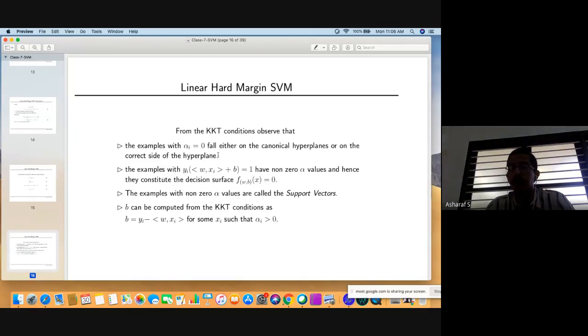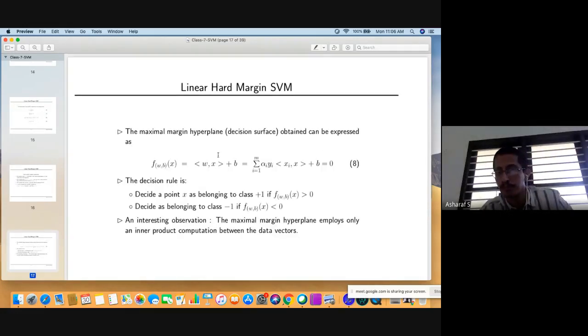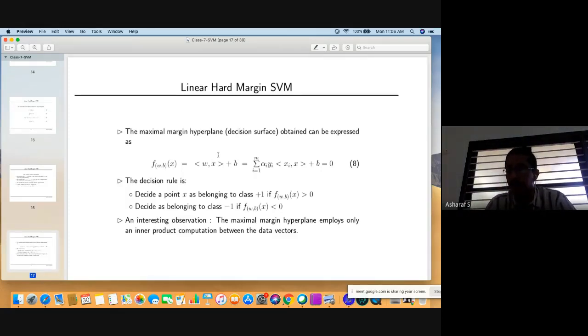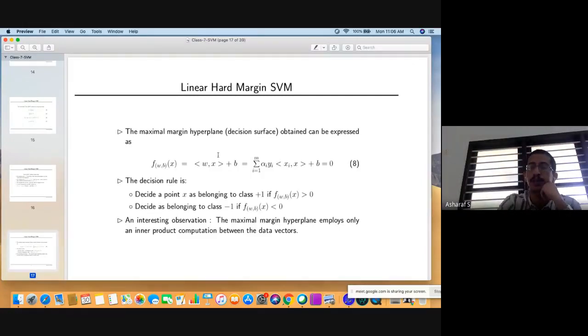So those points are called support vectors, and I've already shown you how you compute the b. All right, so the maximal marginal hyperplane I've already shown you: W transpose x plus b can be written as summation of alpha i yi into xi dot x plus b, and the decision rule will become: decide the point as belonging to the plus 1 class if W transpose x plus b is greater than 0, and as belonging to the minus 1 class if it's less than 0.